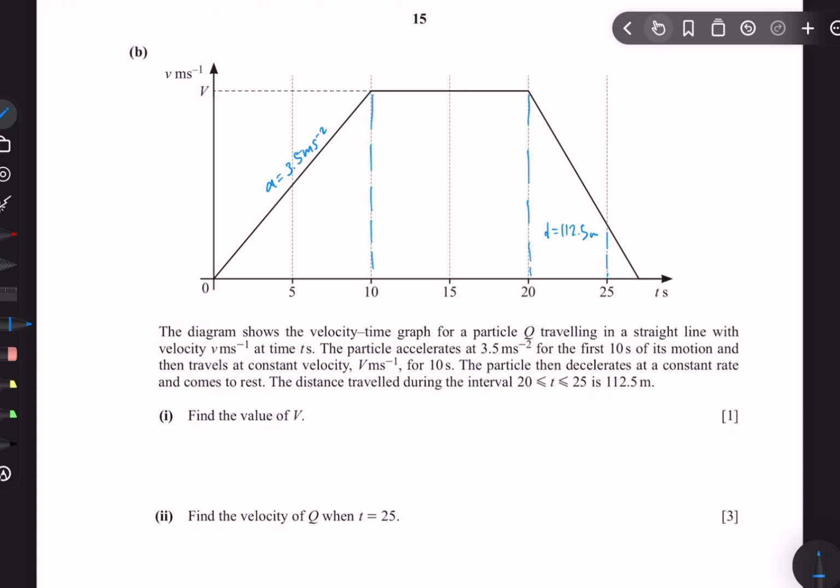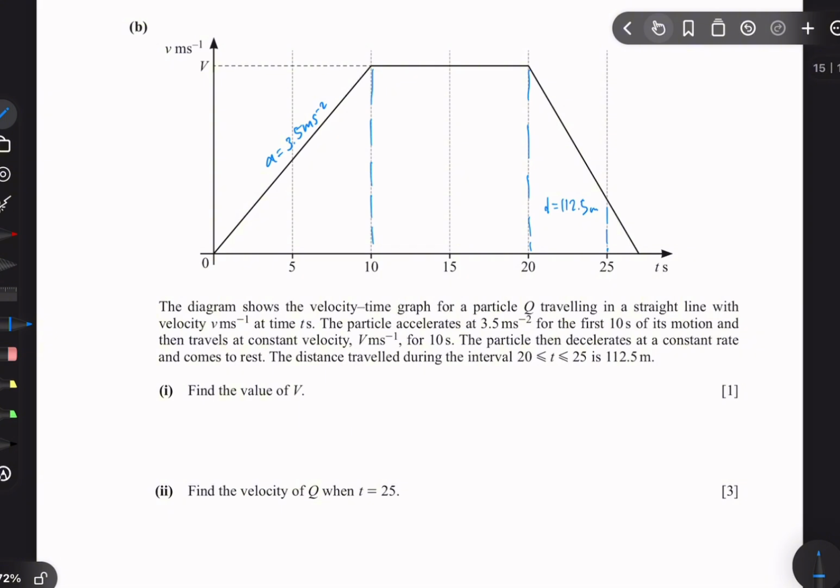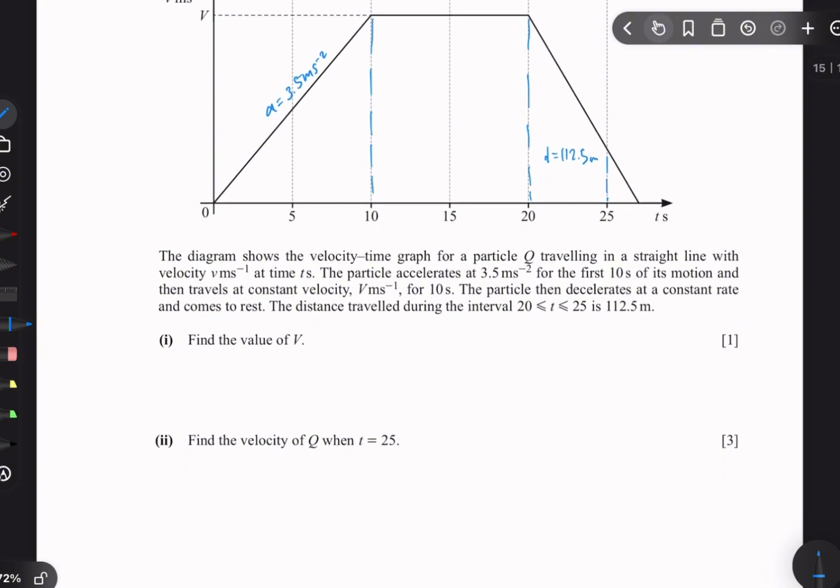Okay, so the acceleration in the first 10 seconds is 3.5, and this is the gradient of the graph, because for a velocity time graph, the gradient is the acceleration. So we can form an equation using this information. So basically, we are finding the gradient of this graph, and we have two coordinates, 0, 0, and 10, v. We want to find v. So to find the gradient, we just go, this is equal to 3.5. So v over 10 is equal to 3.5, and v is 35.